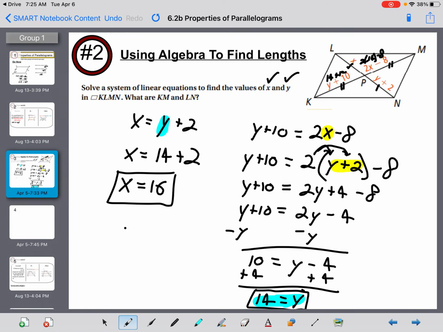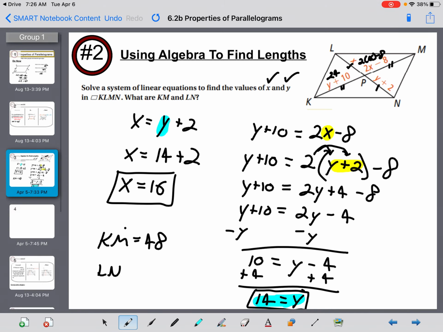Okay, so 14 plus 10 is 24, and 2 times 14 minus 8. Whoops, not 14. And this is 2 times 16 minus 8, which is also 24. So KM is equal to 48. Okay, and LN is equal to, x is 16, and y is 14 plus 2, which is 16, so LN is 32.